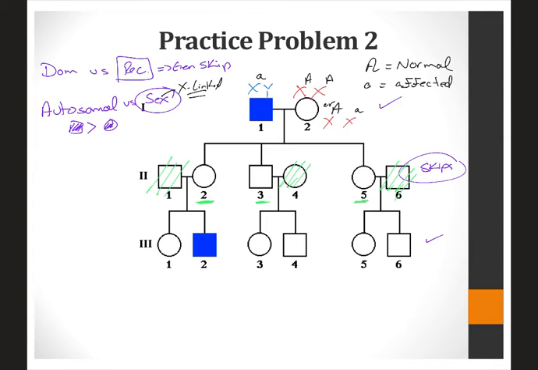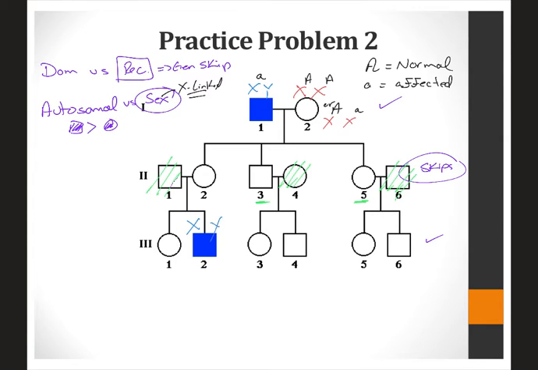So I'm going to take a look on generation 2, individual 2. This is the key because they are the only group that are producing an affected son. So this is where we can start to unpack. So what I would do is I'd actually start and I'd move backwards.